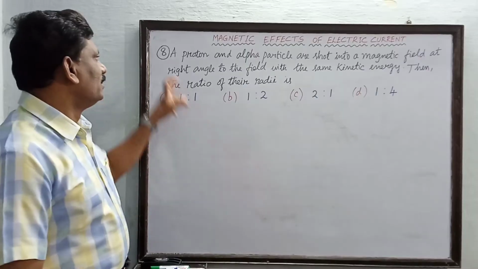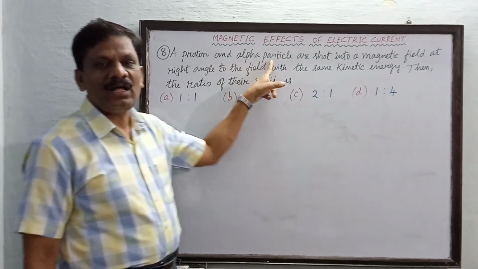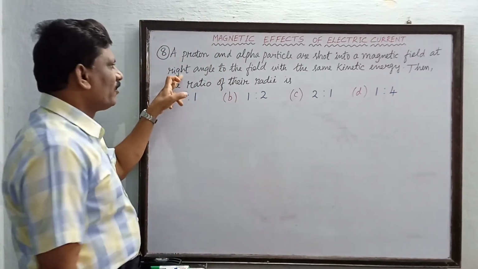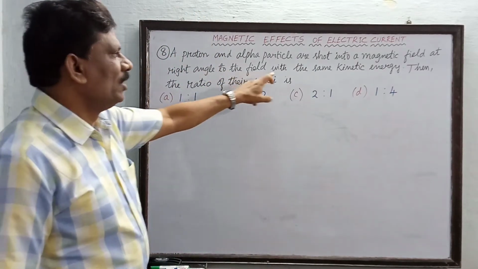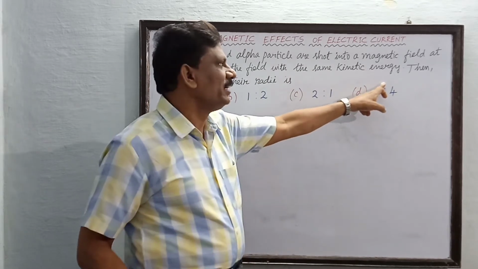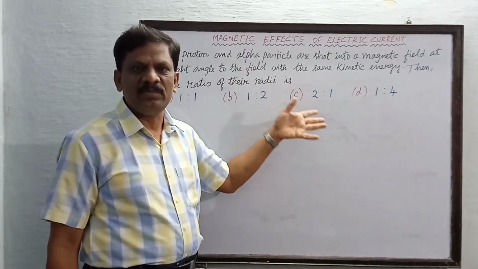Okay. Problem number 8. A proton and alpha particle are shot into a magnetic field at right angle to the field with the same kinetic energy. So inside the magnetic field they have the same kinetic energy. Then the ratio of their radii is to be found.